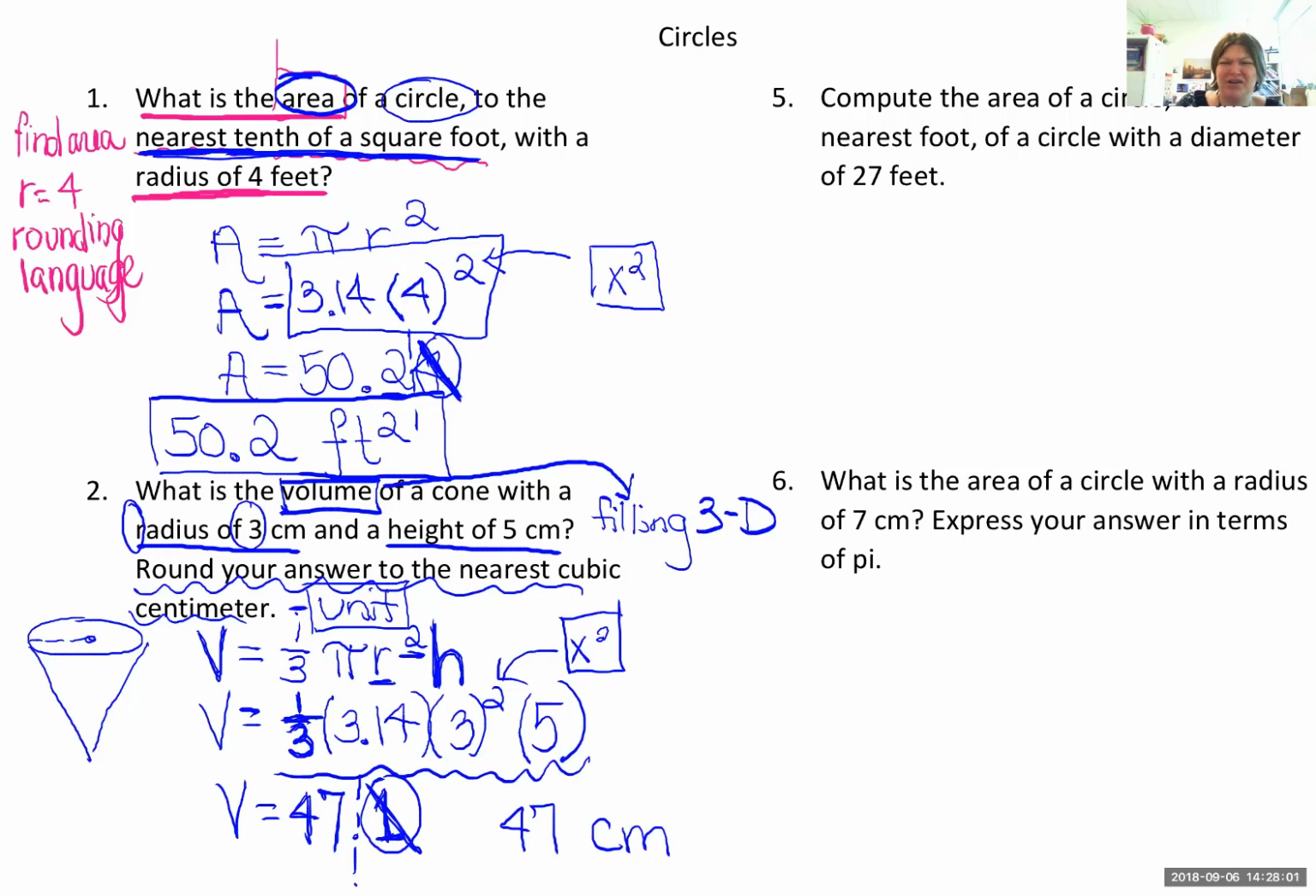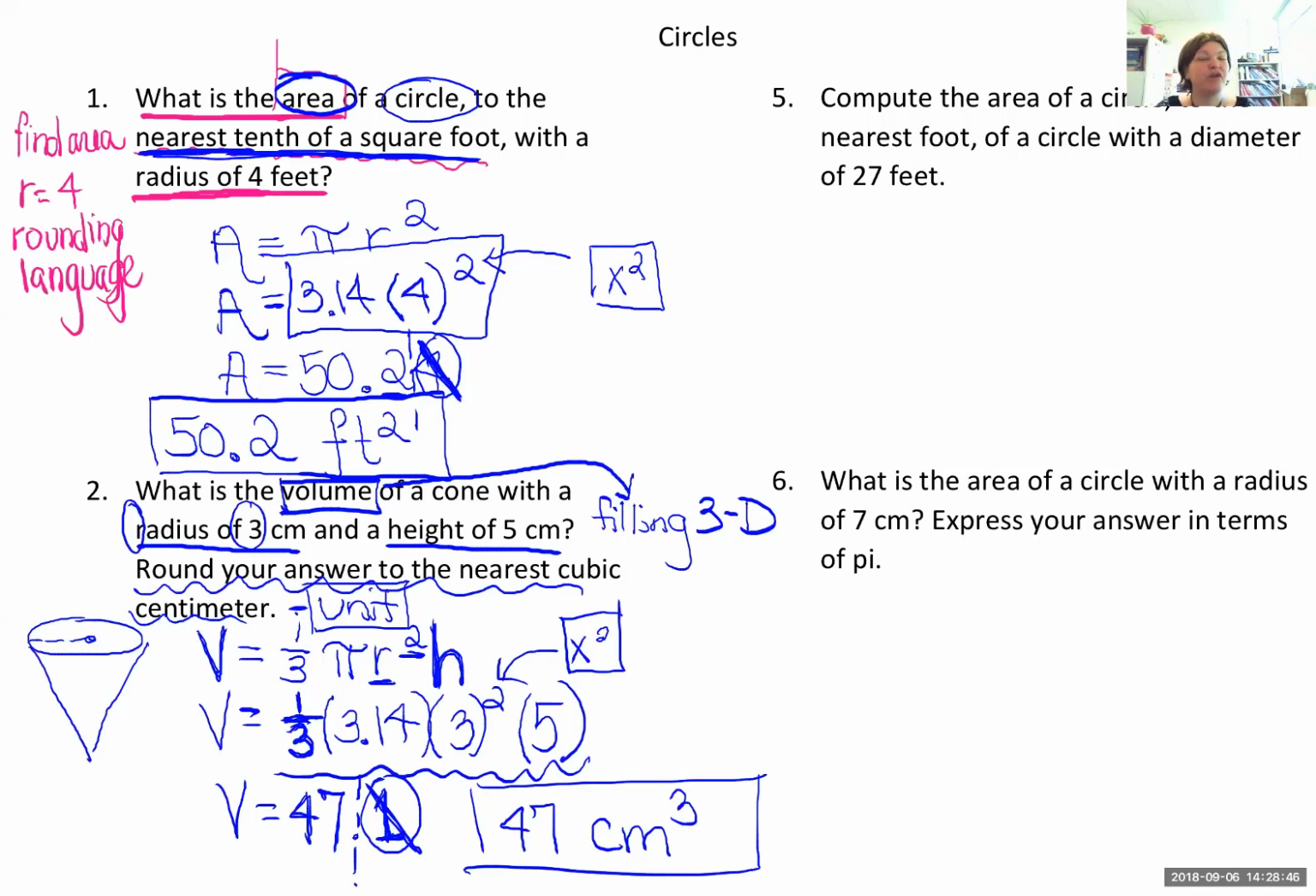Now, we haven't talked about cubic centimeters. We've only talked about square centimeters. What did we say was measured in square units? Area is measured in square units. Area is the number of squares to cover. But now we're talking about volume. And volume fills up a three-dimensional space. So volume is going to be in a cubic unit. It's a three-dimensional unit. It's like how many little cubes would fill up this cone. Does that make sense? Yes. Okay, wonderful. So we get 47 cubic centimeters.